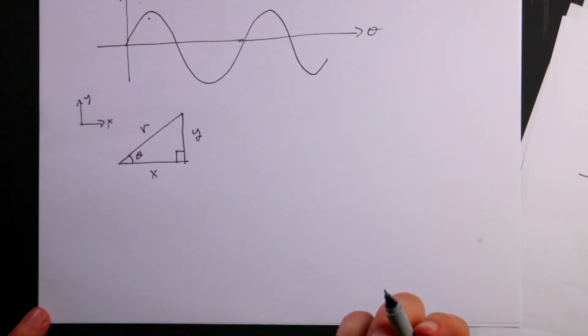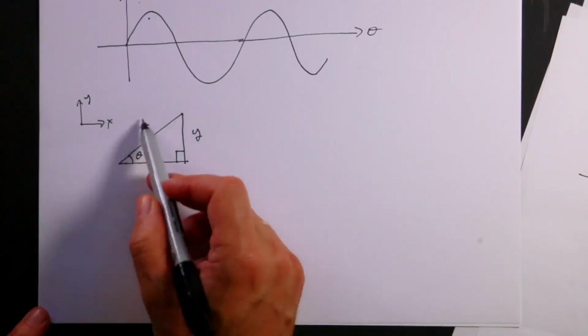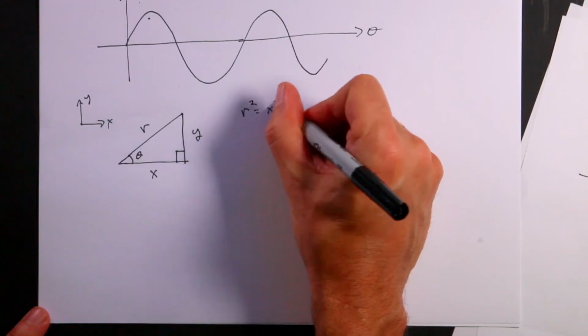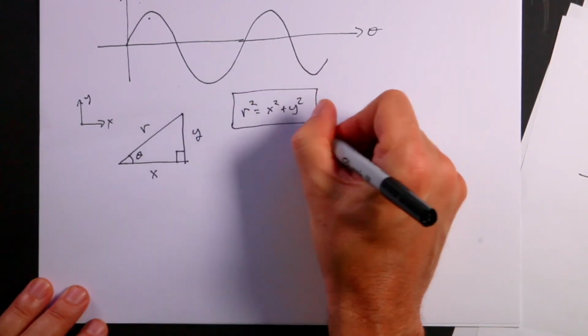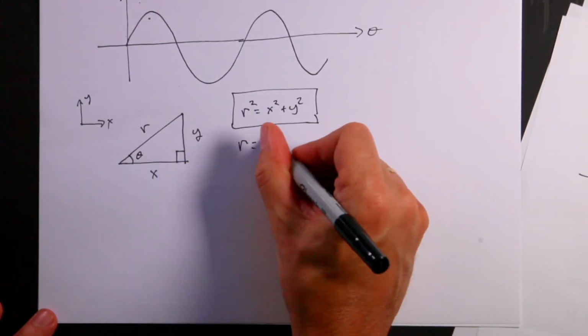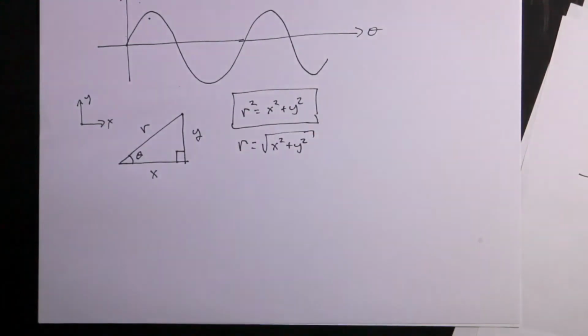So let's first think about the Pythagorean theorem. The Pythagorean theorem says that the relationship between these three sides has to be the following. R squared equals x squared plus y squared. That's the Pythagorean theorem. And then a lot of times we'll say r equals the square root of x squared plus y squared. You'll see that too. But that's just the Pythagorean theorem.